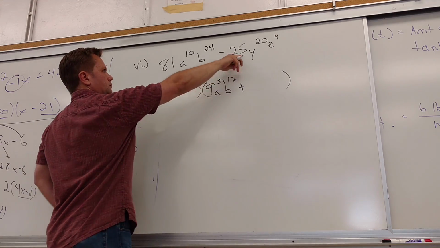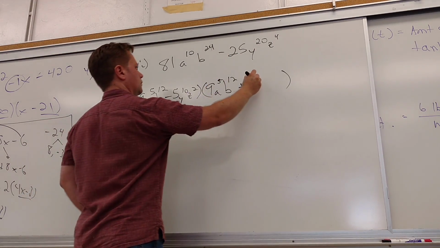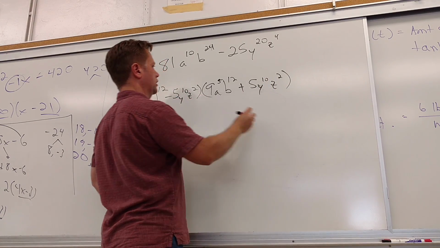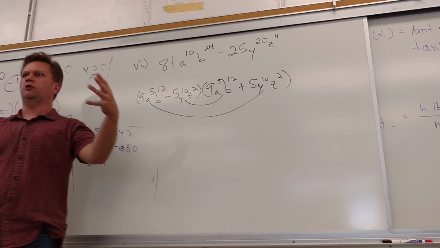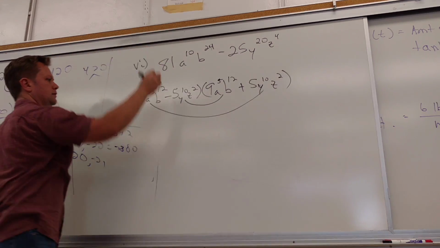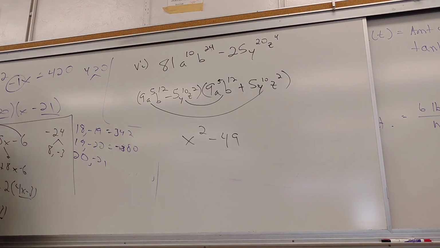Same thing here. 5 over 10 z squared. There you go. Done. Because whatever this is, the opposite sign of what this is, the middle terms will cancel. Did you guys get that? So that is the same problem as this. They're the same exact problem. There's just a little less writing on the second one.